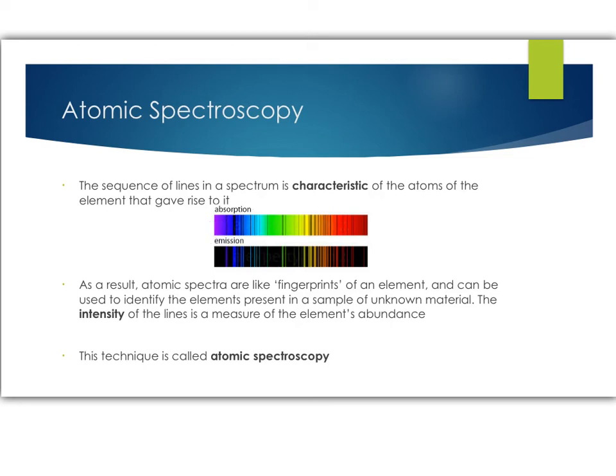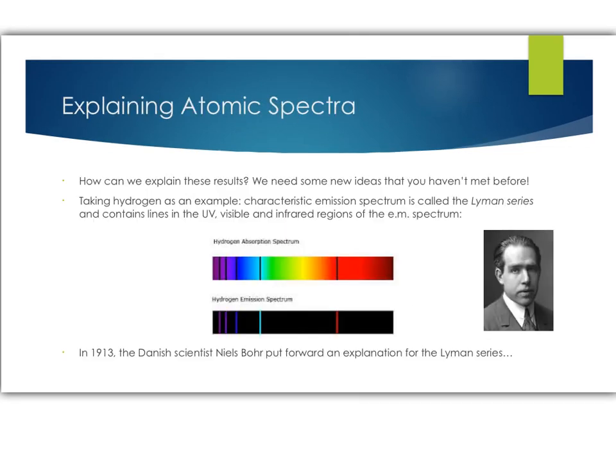So the energy that is taken in and absorbed when atoms go from the ground state to the excited state is exactly the same as the energy that's given out when atoms go from excited state to ground state. That's going to become quite an important idea later on in the chapter. So how can we explain these results? How can we explain the appearance of these sharply defined coloured lines on a black background in an emission spectrum?